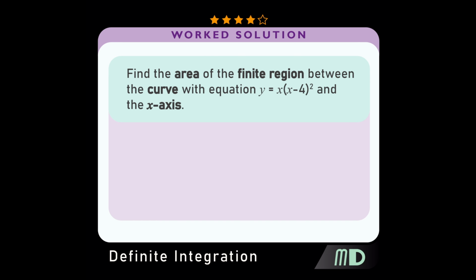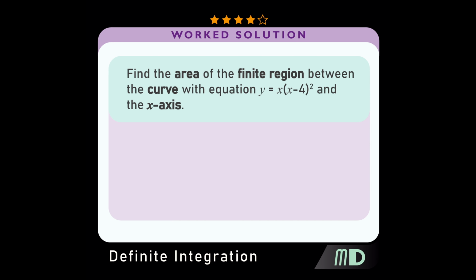Answering this question is a 5-step process. First, we need to identify the x-coordinate for the points of intersection between the curve and the x-axis. Then, using those values as limits, we need to integrate the expression we've been given in terms of x, substituting the limits, then subtracting to find the area.